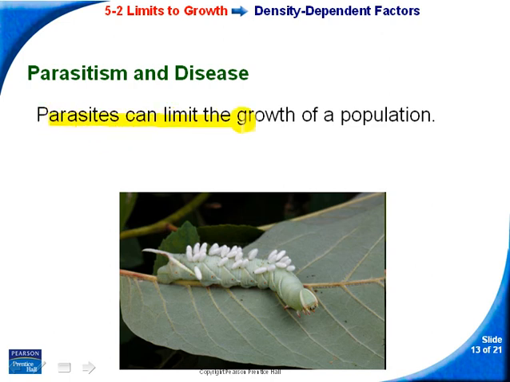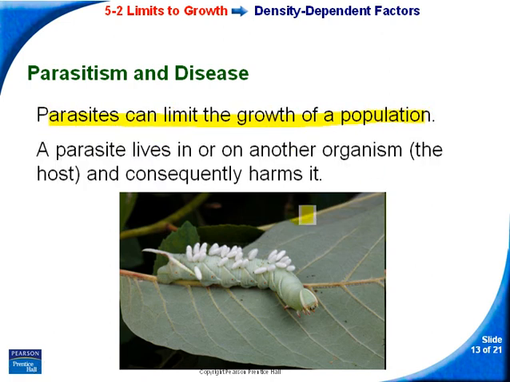Parasites are another factor that can limit it. A parasite, we said, lives in or on another organism and consequently harms it. This is parasitic wasp larvae that have been laid right on top of a caterpillar. They do it to a couple of different species of caterpillar, but the larvae are feeding from the caterpillar. The caterpillar is basically eating for himself and for all these larvae, and this is obviously taking away resources from the caterpillar.